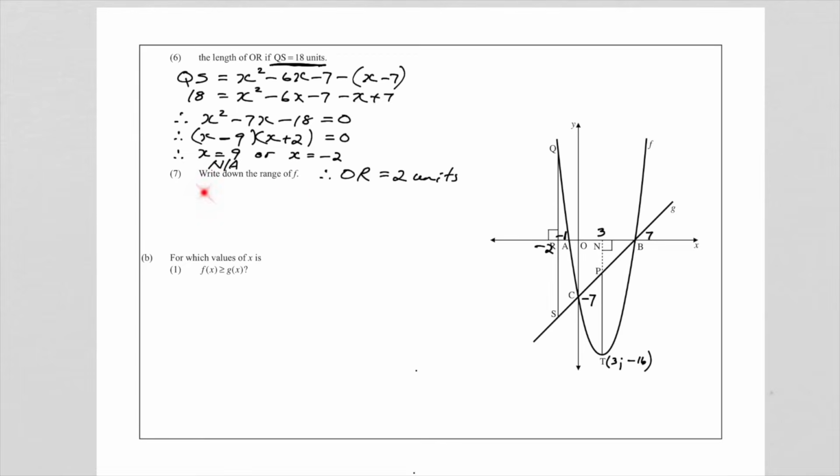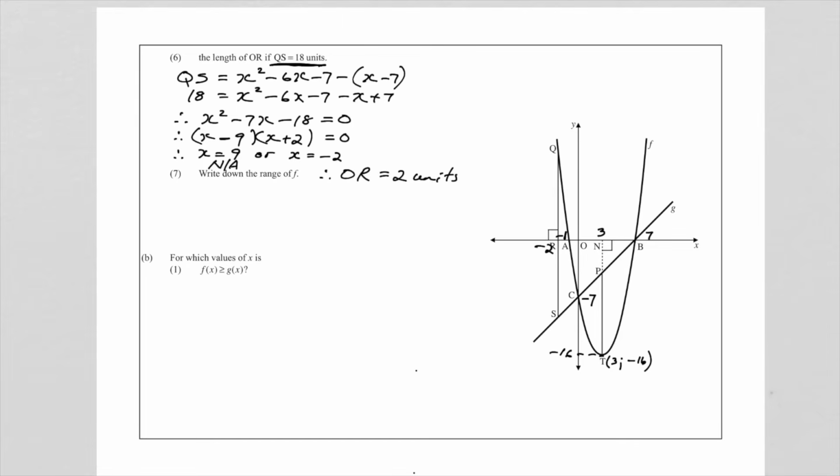Question 7 is a fairly easy one. They want us to find the range of f. Now f, as you can see, is the parabola. And if they want the range, it means they want the y values that are valid for this parabola. And as you can see, these y values are from this minimum point at minus 16 right up to infinity.